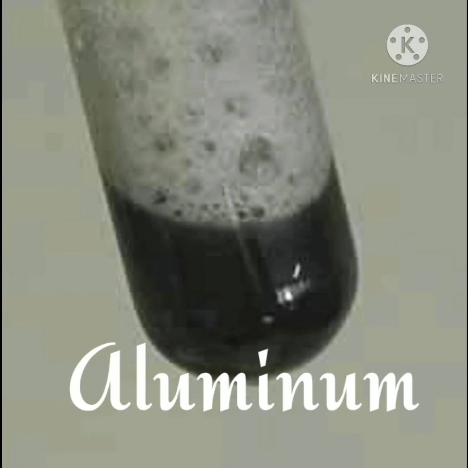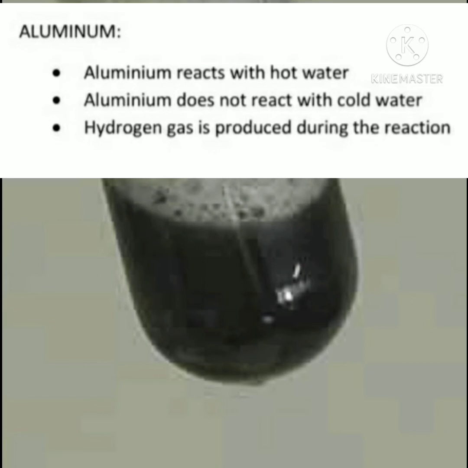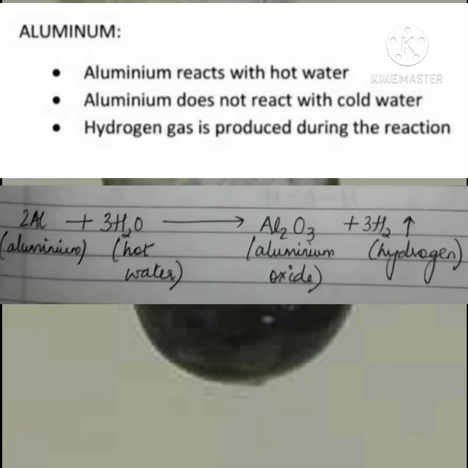The next metal is aluminium. Like magnesium, aluminium also reacts with hot water and does not react with cold water. Hydrogen gas is produced during the reaction. Let's look at the equation now. Al, that is aluminium, reacts with H2O, water. What type of water? Hot water, to produce Al2O3, that is aluminium oxide, plus H2, hydrogen. Upward arrow to indicate it is a gas.